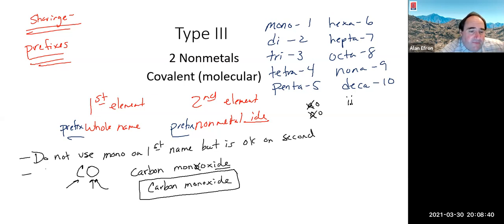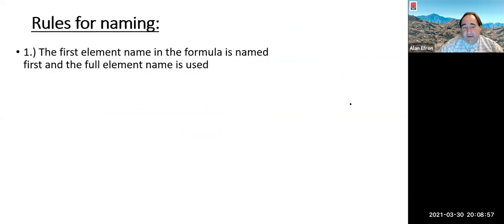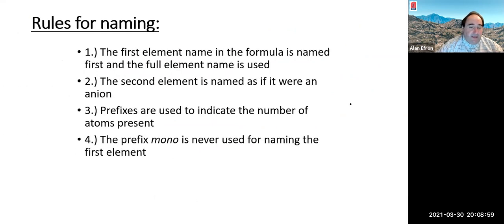They are, like I said before, really the easiest ones to do, but they are really the ones that a lot of people will screw up because they want to do all kinds of weird things with it. You simply just count what's there and you can name them in probably 2 seconds, as these should take you very quickly. So again, the first element in the formula, whole name with the appropriate prefix, as long as it's not mono. Second element gets the IDE at the end of it, again with the appropriate prefix.